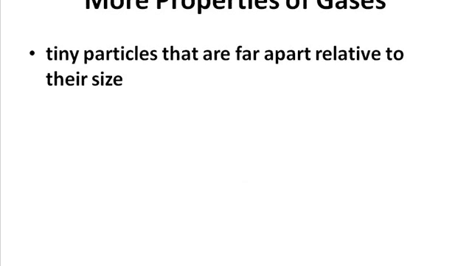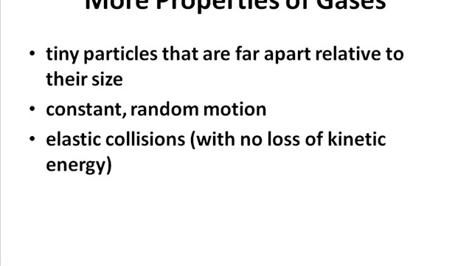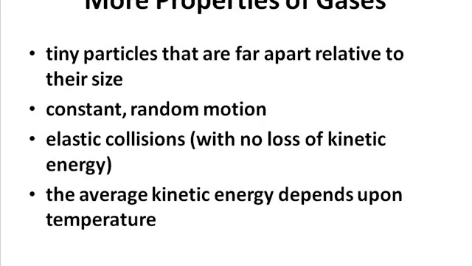Gas particles are very, very tiny in comparison to how far apart they are. So their relative size compared to how far apart is huge. They're in constant and random motion, and when they collide with each other, they do not lose kinetic energy, and therefore they just bounce off in an elastic fashion. The average kinetic energy depends on temperature. So as temperature rises, that means that the molecules in the gas are moving quicker.